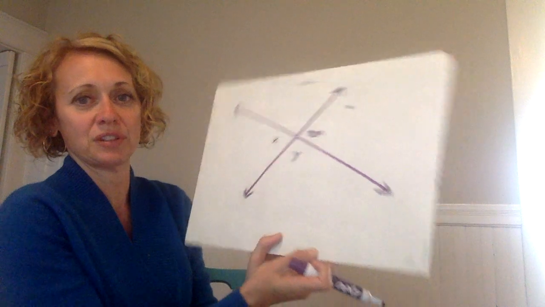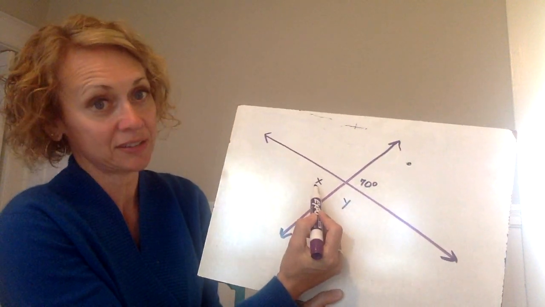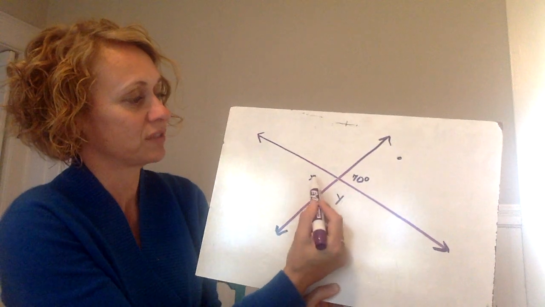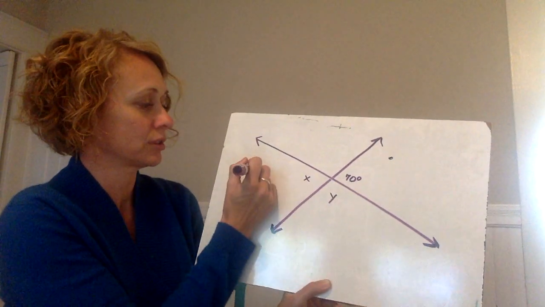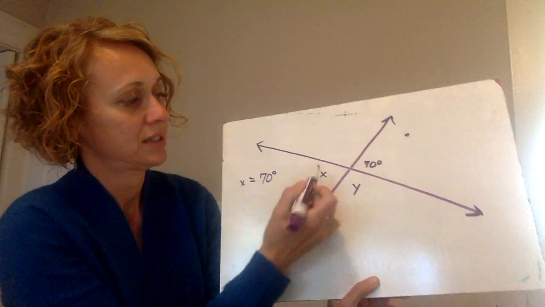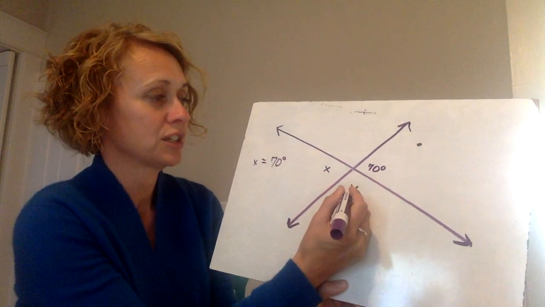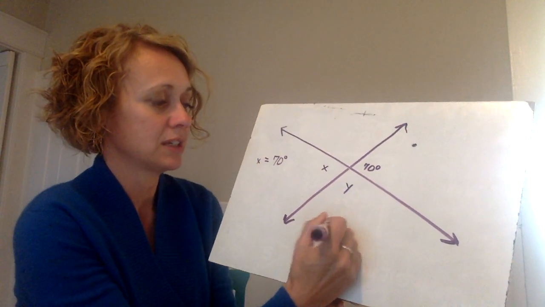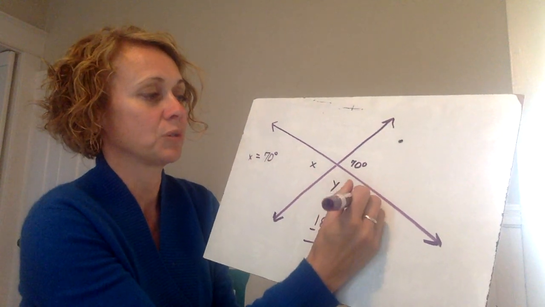Okay, let's look at another one. Say I have this visual given to me, and I want to find the measurement of X. So X's angle is vertical from 70 degrees, so it's congruent. So X is equal to 70 degrees. X and Y are sitting beside of one another, creating a linear pair. So I could take 180 and subtract 70 degrees, and this one would be 110.